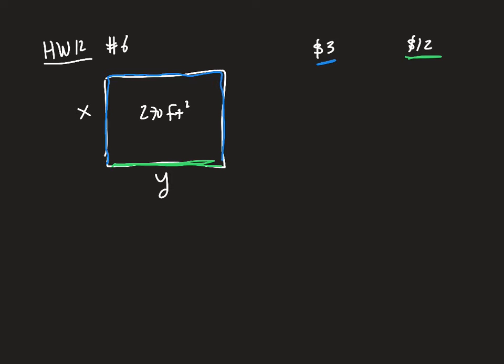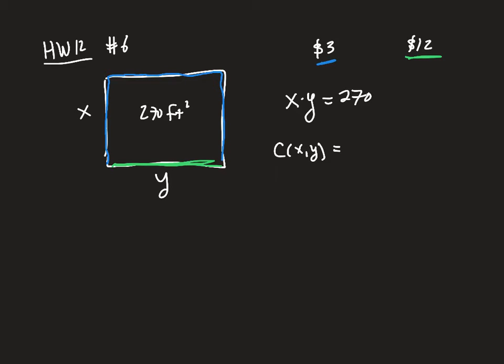Okay, so I need two equations here. One is going to be my constraint. The constraint tells me that I need to have a big enough area, so x times y has to give me 270. And then I have to set up my cost function.